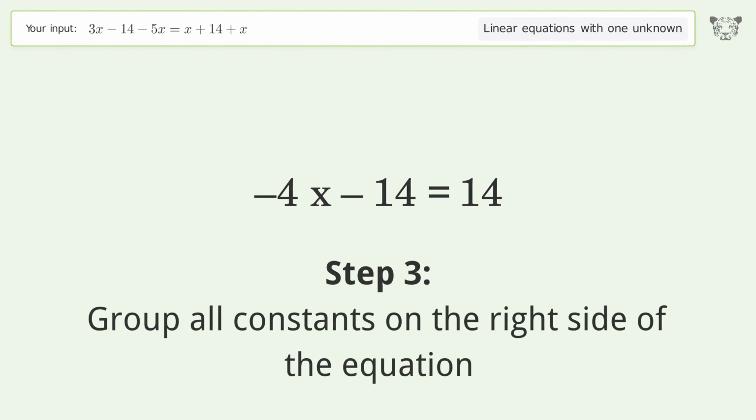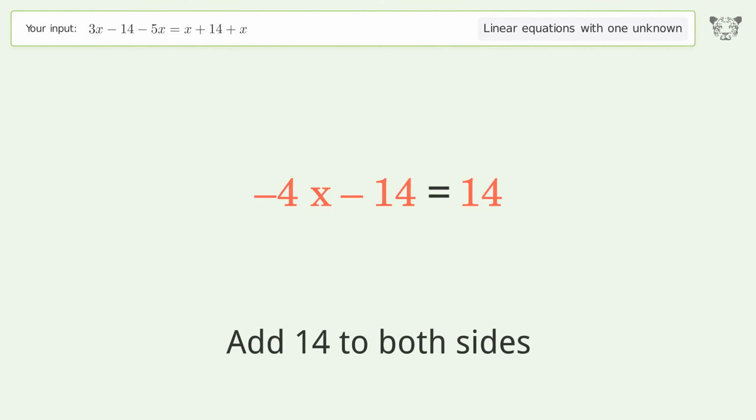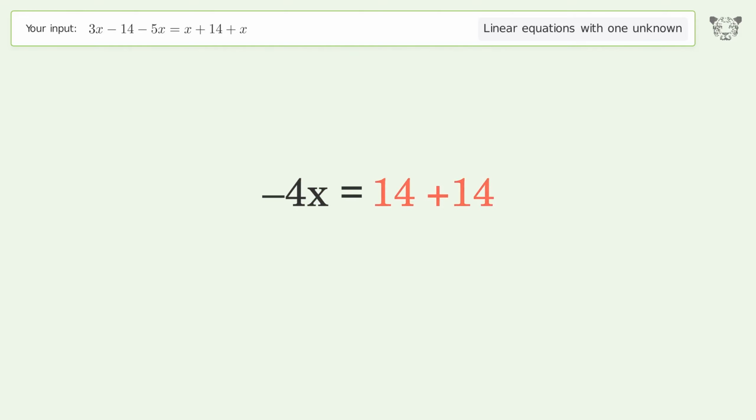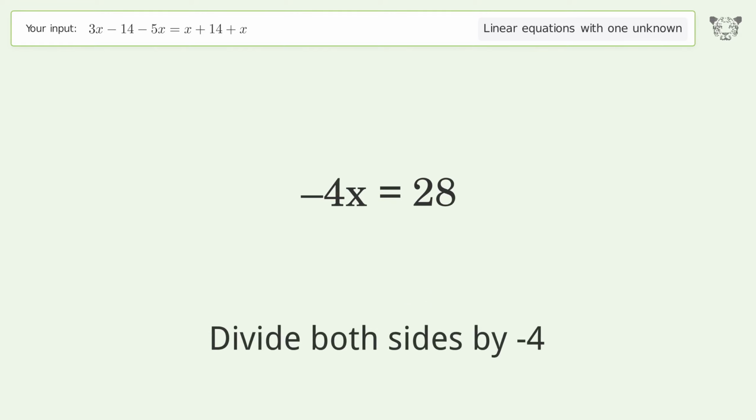Group all constants on the right side of the equation. Add 14 to both sides. Simplify the arithmetic. Isolate the x. Divide both sides by -4.